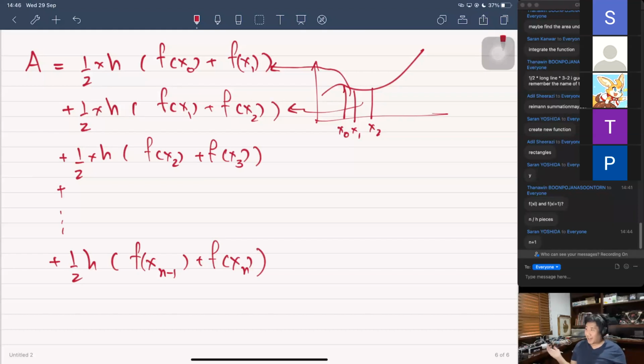So we are not doing anything fancy yet. All we do is just add them up. Can anyone help me simplify?